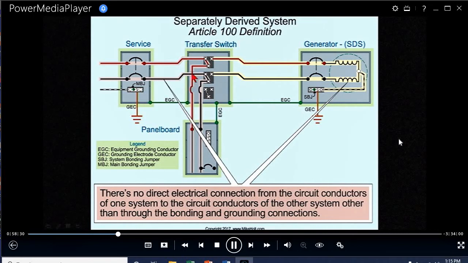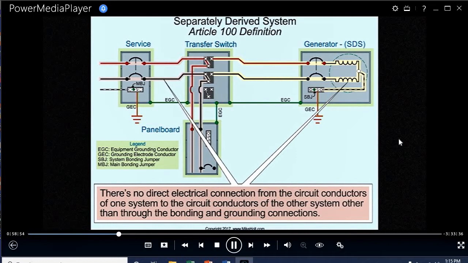Now, if we bring a service and there's a neutral here, and we have a generator, and there's no neutral that connects at all to the loads, well, then if you take a look at the shading here, Mike, you can see there's no connection between the shading here and the shading over here. So therefore, this is also separately derived.